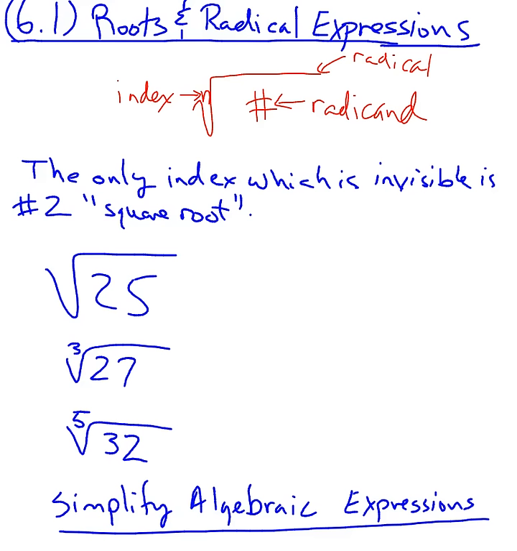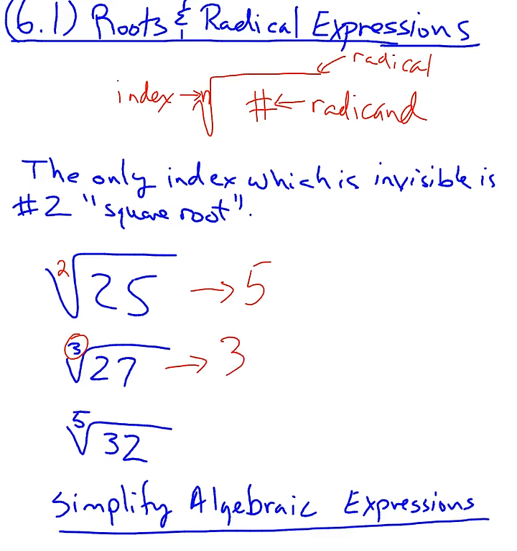Okay? Now, the index tells me how many times I have to multiply a number by itself to get the radicand. So what number times itself 2 times is 25? 5. In the next problem, this says what number times itself 3 times is 27. Well, let's see. I think it's 1. 1 times 1 times 1. Oh, no, that's 1. 2 times 2 times 2 is 8. 3 times 3 times 3 is 27. Oh, the answer is 3.